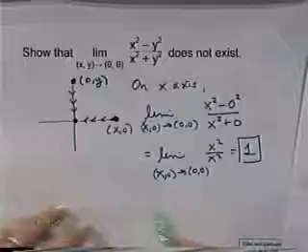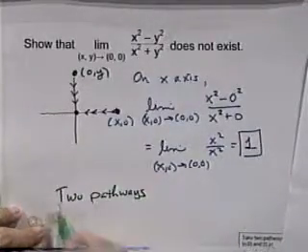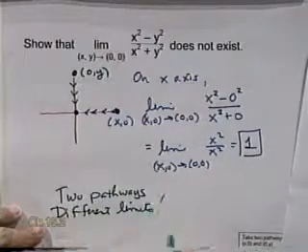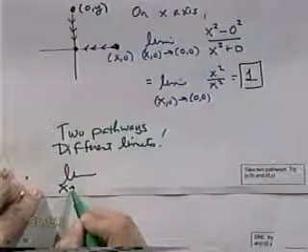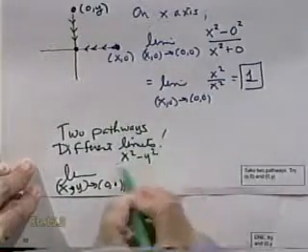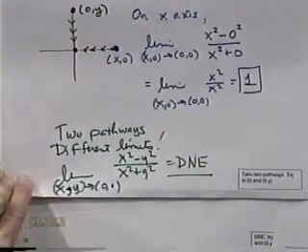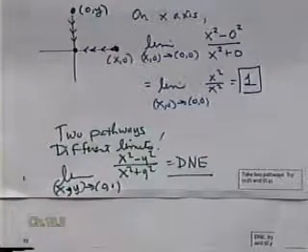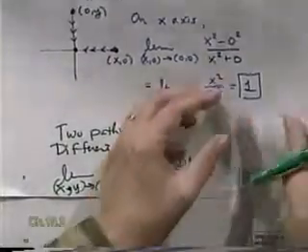Since I have 2 pathways with different limits, we say that the limit as (x,y) approaches (0,0) of (x squared minus y squared) over (x squared plus y squared) does not exist. Usually my method of attack when I'm doing these is to find 2 pathways that will give me 2 different limits. Okay, all right, let's do another one.